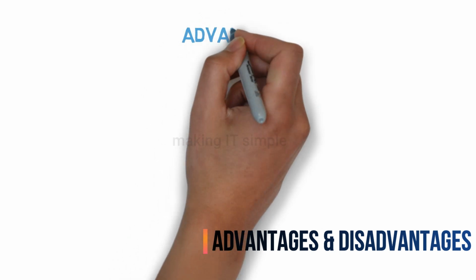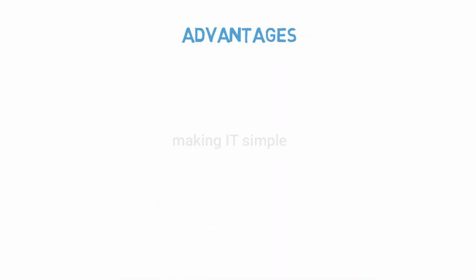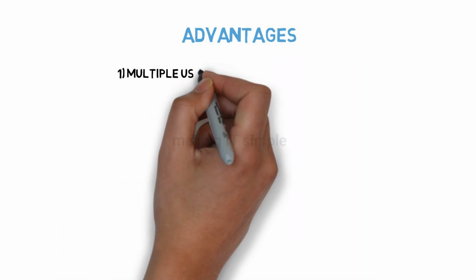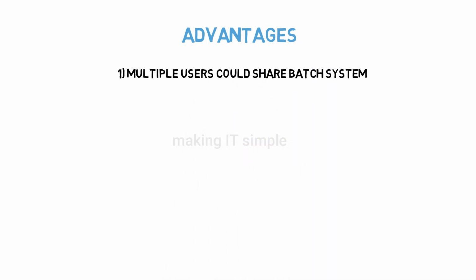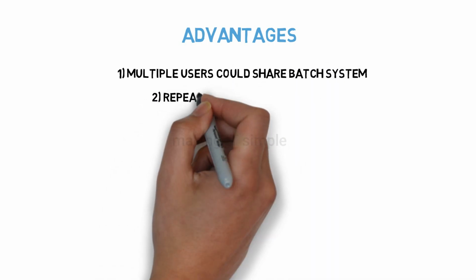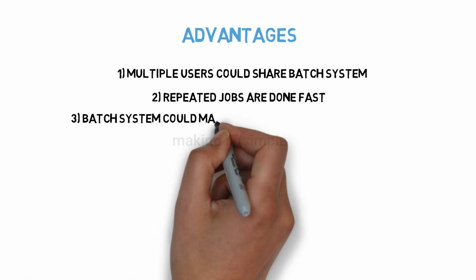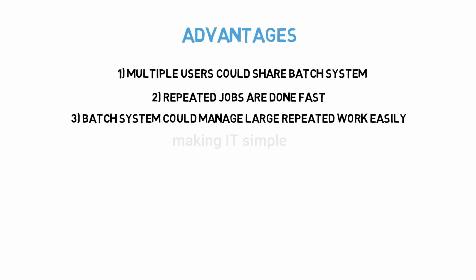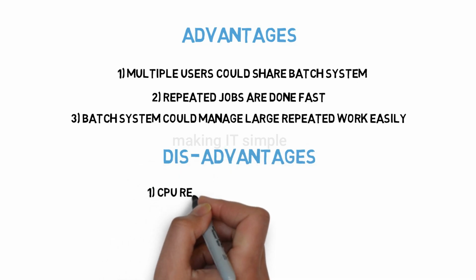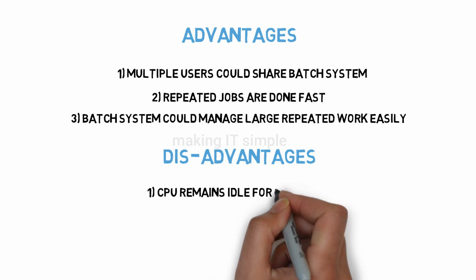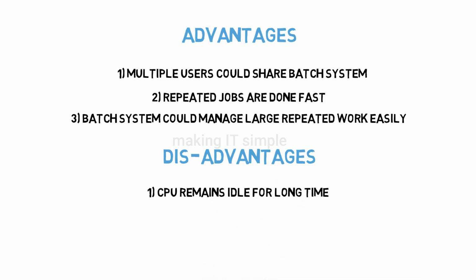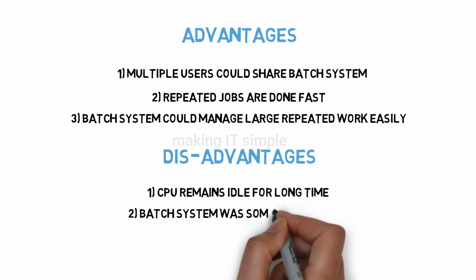There were advantages and also disadvantages of batch operating system. Advantages were: multiple users could share the batch system. Repeated jobs are done fast in this system. Batch system can manage large repeated work easily. There were some disadvantages. Loading and unloading of batches would take a lot of time, so at that time the CPU would remain idle. It was sometimes costly.